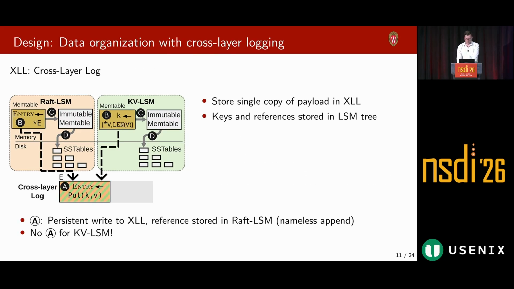So our solution is to merge those two logs into what we call a cross-layer log. Step A on the raft side is just going to be to write that entry to the cross-layer log, kind of the same as in the previous two systems. But you'll notice there's no step A on the KV LSM side. So we jump right to step B, which is to store a reference to the value V, which is in that cross-layer log. In fact, it's buried inside of that entry that we already wrote. This introduces a new problem: how do we reference that payload V? How do we know exactly where V is living in our cross-layer log?